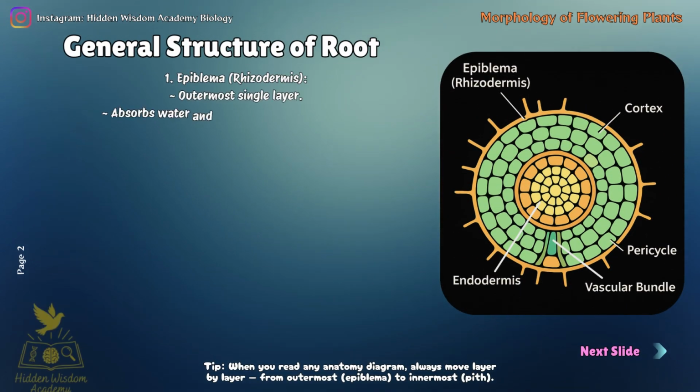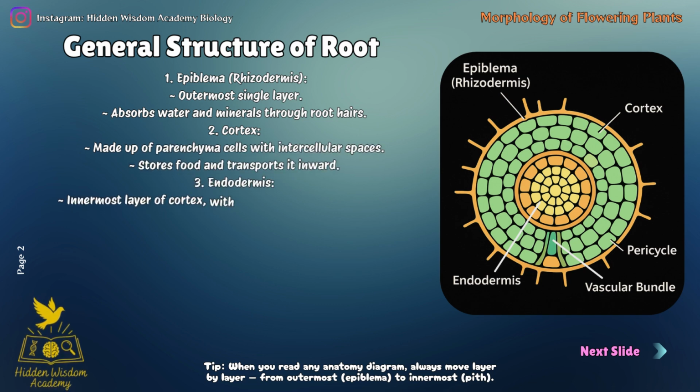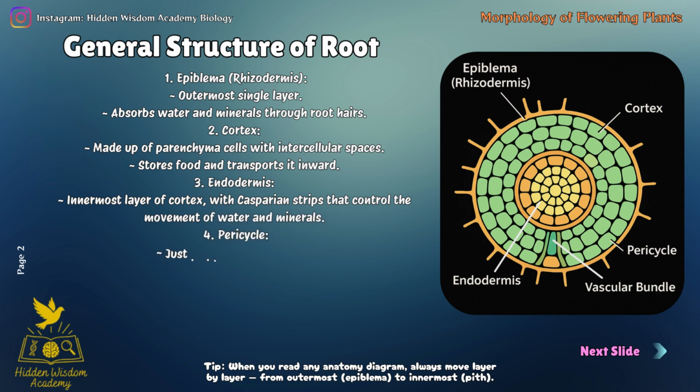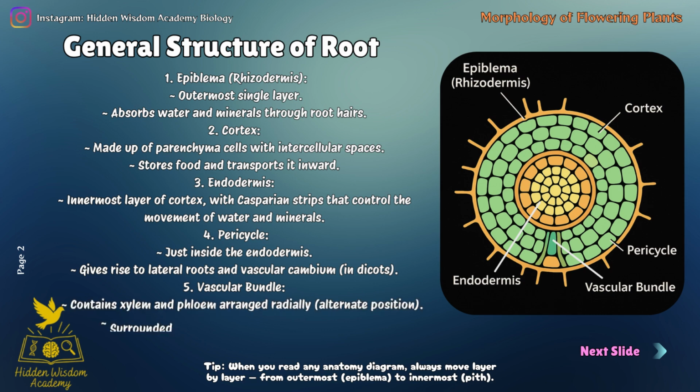Let's look at the basic structure of a root. The epiblema is the outermost layer with root hairs that absorb water. Next is the cortex, which stores food and moves substances inward. The endodermis has casparian strips that control what enters the vascular system. Below it is the pericycle, which forms lateral roots and cambium in dicots. Then come the xylem and phloem, arranged alternately in a radial pattern, surrounded by the pith. Remember this order, it helps you understand both dicot and monocot roots.